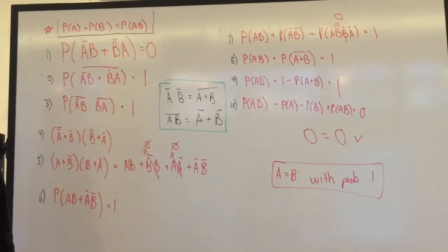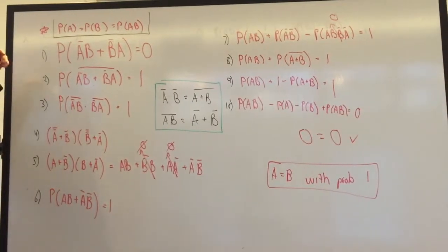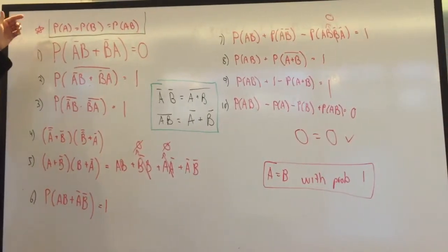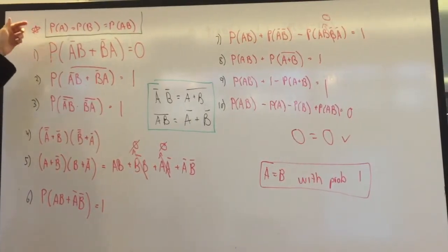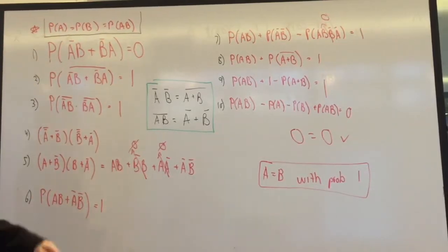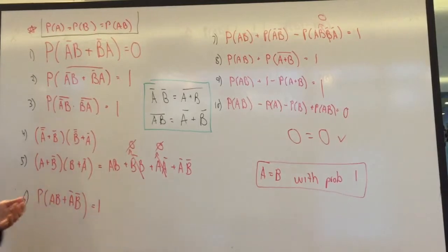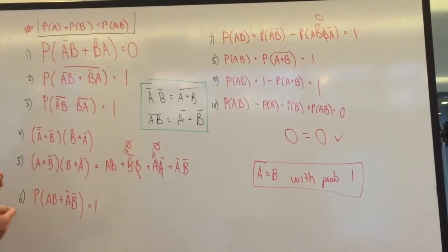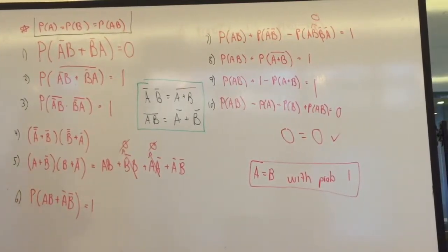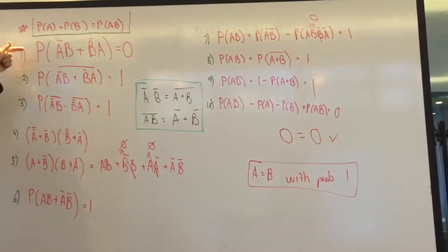Okay, so this is homework set 1, problem number 4. So we're given that the probability of A is equal to the probability of B is equal to the probability of AB. Therefore, is A equal to B with probability 1? So A is equal to B with probability 1 if this equality holds.